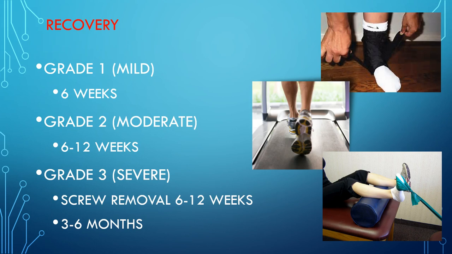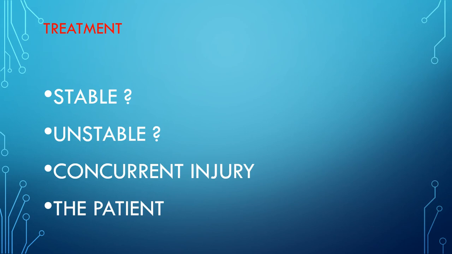With regard to usefulness of the West Point system, in general, a mild microscopic tear recovery is felt to be adequate typically at 6 weeks. With a partial tear, recovery seems to be adequate in 6 to 12 weeks. With a severe tear, that is a complete tear of the syndesmotic ligaments, typically requiring surgical intervention, we're looking at somewhere between 3 and 6 months for complete recovery.